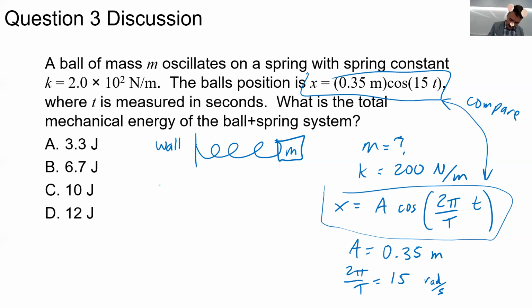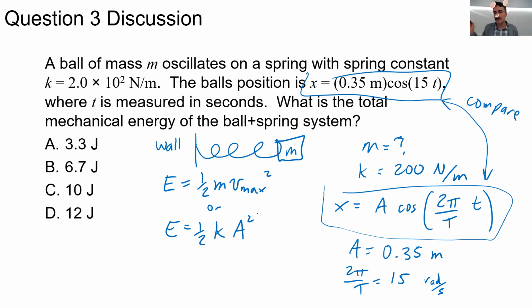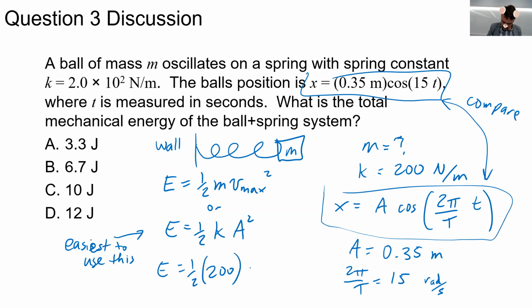What we're actually to find is the E. So E equals 1/2 m times VMAX squared, or E is equal to 1/2 k times A squared. You can pick one of those depending on which one is easier. You're given k, you're not given m, and A is right there. So let's use this. You can use either one, but it's easiest to use this. Then you get 1/2 times 200 times 0.35 squared, which is equal to 12.25. So I got D.